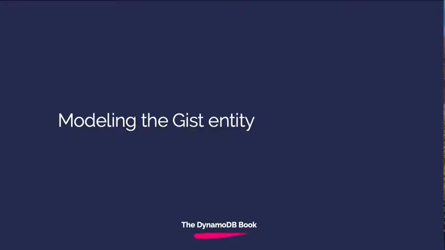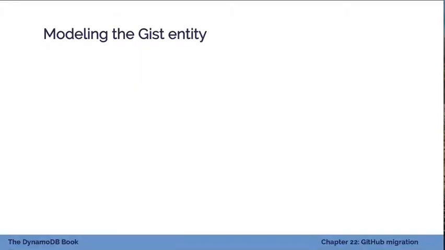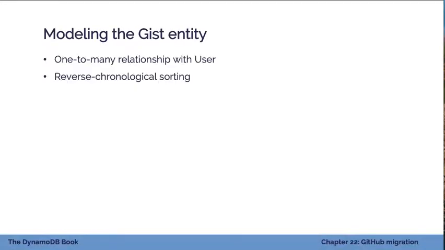All right, so let's move on to our second additional access pattern that we're going to have here, and we're going to add the gist entity. So let's think about what we have with the gist entity. Two big points we need to think about here. Number one, there's a one-to-many relationship with the user, because a user can have multiple gists, but a gist will belong to just one user. And again, it only belongs to a user, not to an organization.